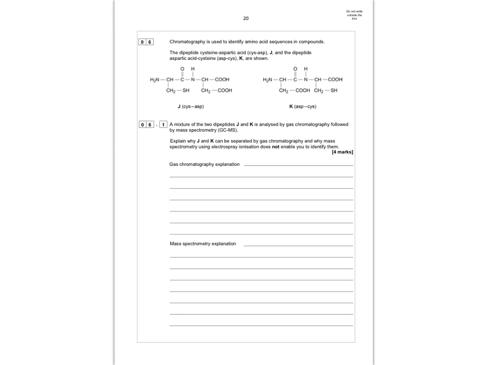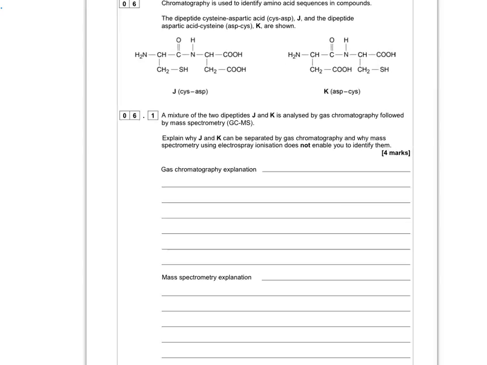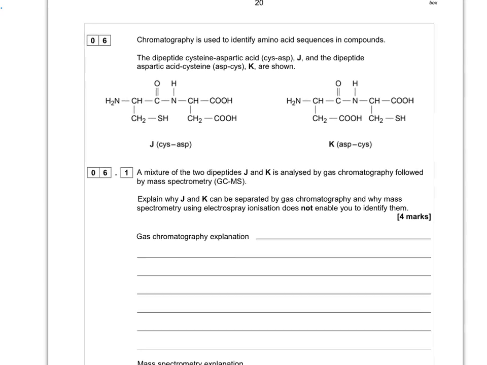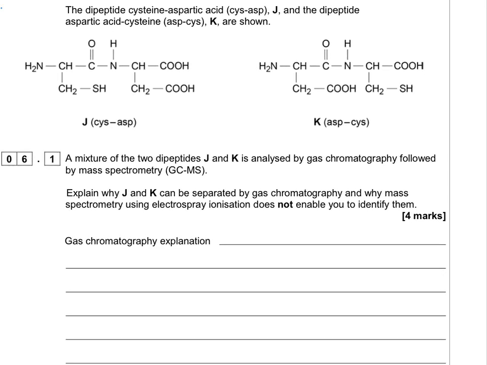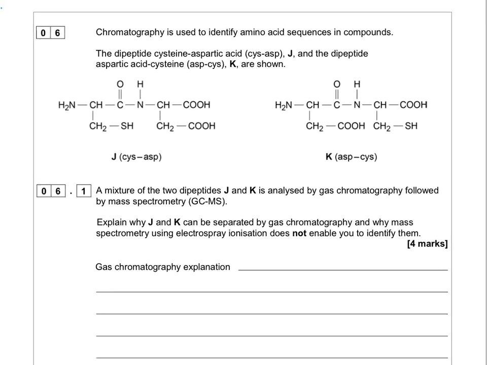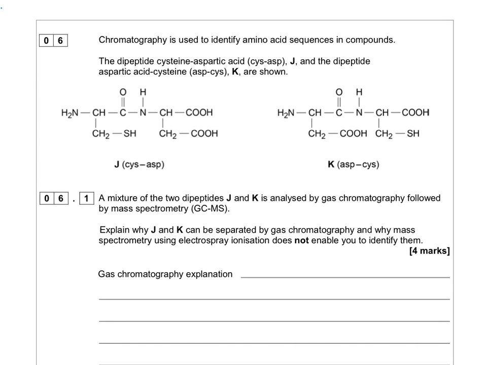You were told that you had 2 amino acids, so you had a dipeptide. So you've got cysteine, aspartic acid, and remember if you've got 2 amino acids, they could be arranged in 2 possible ways. So here is the peptide link, and the only difference is this is the cysteine amino acid and that's the aspartic acid.